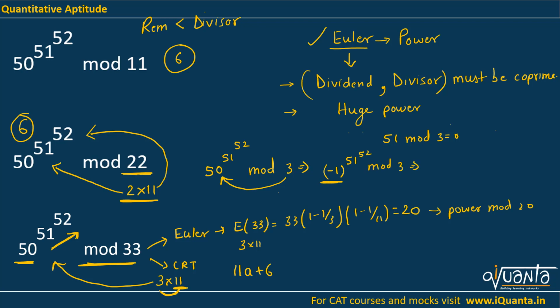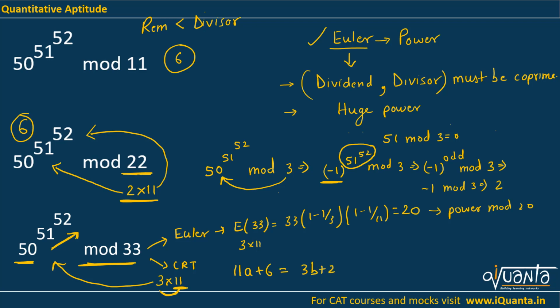So we can write it as minus 1 to the power 51 to the power 52 mod 3. Now we know that minus 1 has an odd power, because 51 to the power 52 will definitely be an odd number. So we'll be getting minus 1 to the power odd, mod 3. Now minus 1 to the power odd will always be minus 1. Now minus 1 mod 3 will be equal to 2. So that means on dividing 50 to the power 51 to the power 52 by 3, we are getting 2. So we can write it as 3b plus 2.